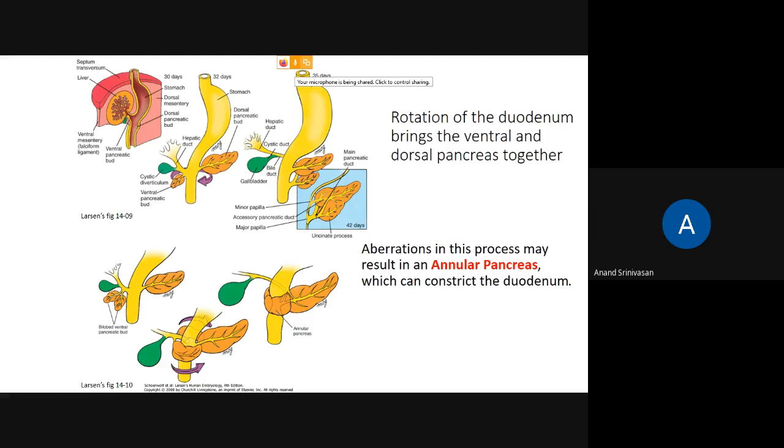So what are the symptoms of duodenal stenosis? Once again, projectile vomiting, but the projectile vomiting will contain bile, which comes from the gallbladder and the common bile duct. So in duodenal stenosis there will be bile. Even in annular pancreas there could be bile, because the obstruction is present in the duodenum. All right, any doubts?